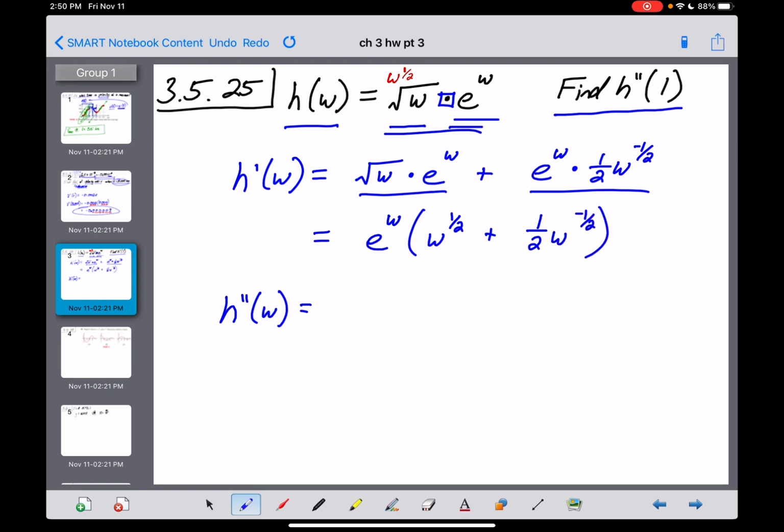Now, the reason I did that, guys, is because looking ahead at what I'm going to have to do for h double prime of w, I was about to have to use the product rule once right here and then again right here.